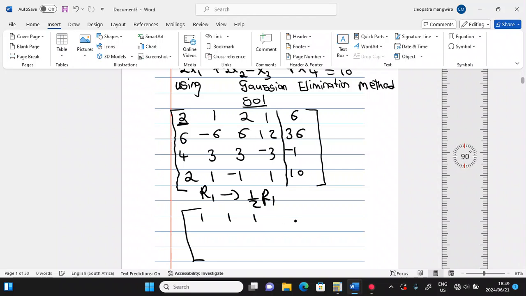So we get 1, 1 over 2, 1, 1 over 2. Then 6 over 2 gets 3. Then 6 divided by 2 gives 3, and 36.